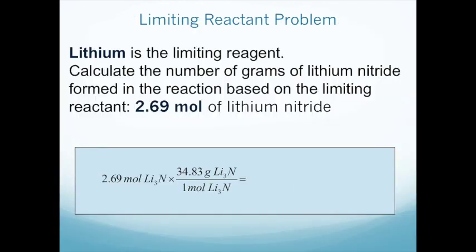So now that we know that lithium is the limiting reagent, we can calculate the number of grams of lithium nitride that will be formed in this reaction, because we know that there will be 2.69 moles. So 2.69 moles of lithium nitride times 34.83 grams of lithium nitride per mole. Moles cancel, and we have 93.7 grams of lithium nitride produced in this reaction.